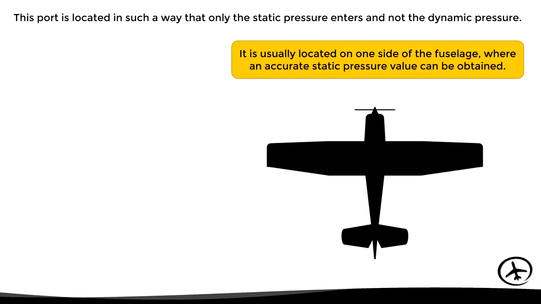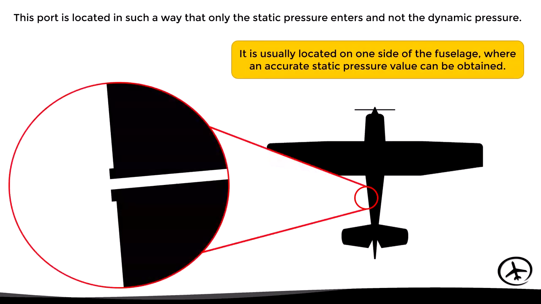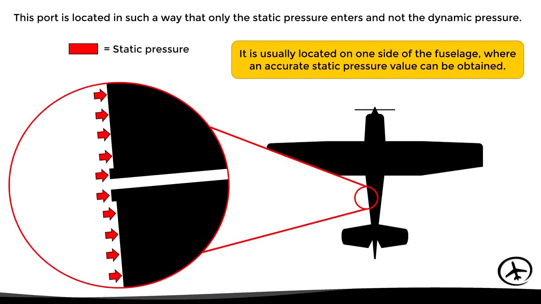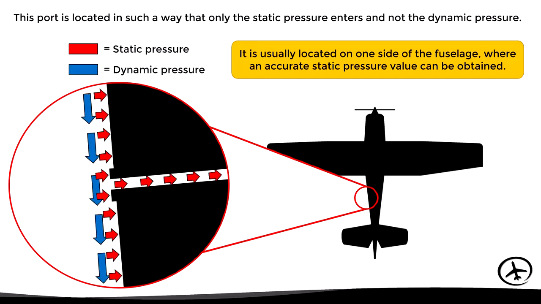Normally, this port is located on one side of the fuselage where a precise pressure value can be obtained. As we know, the static pressure is exerted in all directions, while the dynamic pressure is exerted only in the opposite direction to the plane's path. With this design, we can see that in the static port only enters the static pressure and not the dynamic, thus obtaining an adequate measurement. However, this design also has some position errors.